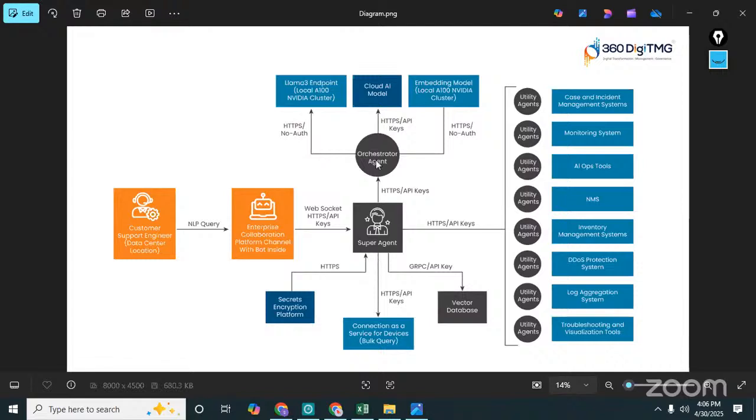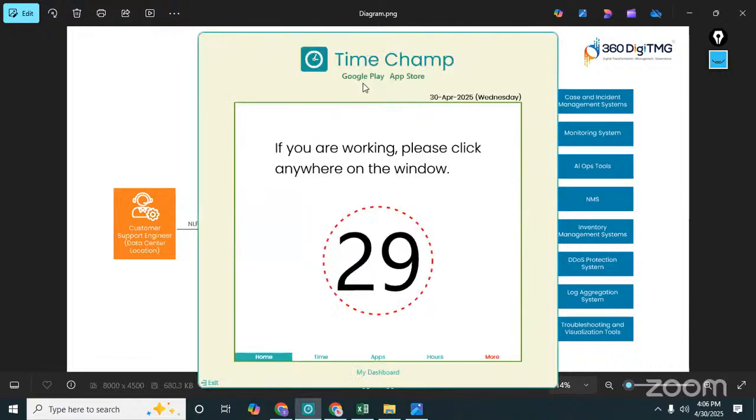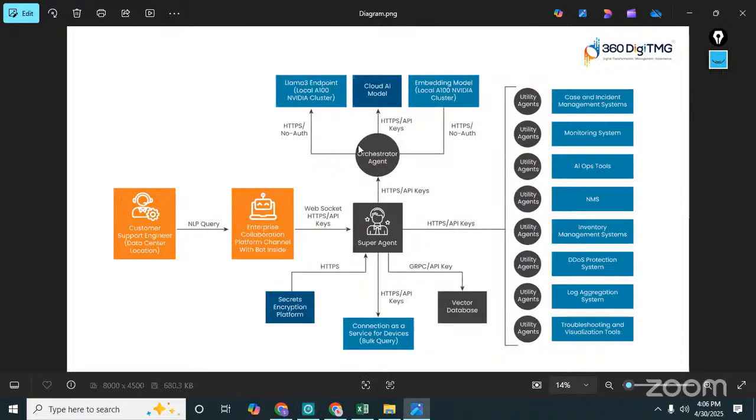Then comes your orchestrator agent. The orchestrator agent will coordinate between the super agent and some AI models. Think of it like a middleware or some sort of a conductor or a bridge even. It knows when to use a cloud AI model versus a local Llama 3 model on NVIDIA A100 clusters. So when should I use Claude? When should I use a cloud AI versus Llama 3 versus an embedding model, right? All of these things, it's going to take a decision. Or whether to pull the embedding vectors from a pre-trained local model in order to enhance the contextual understanding.